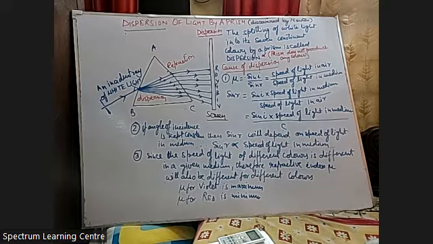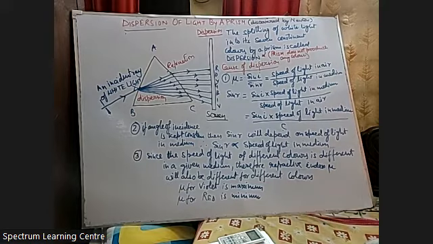See, first of all, hang on. Dispersion is not possible by any other shape. It has to be a prism only, or close to a prism. Okay, understood, sir. Thank you.